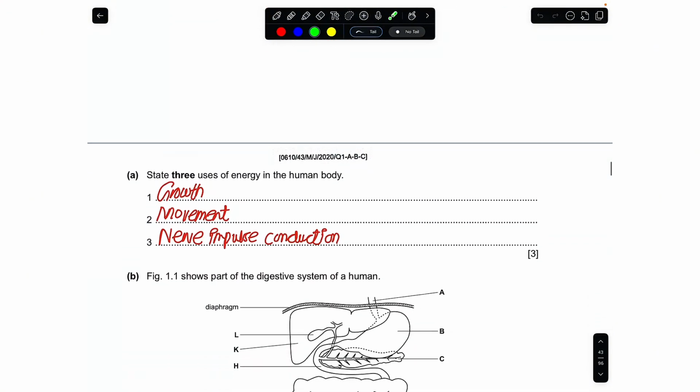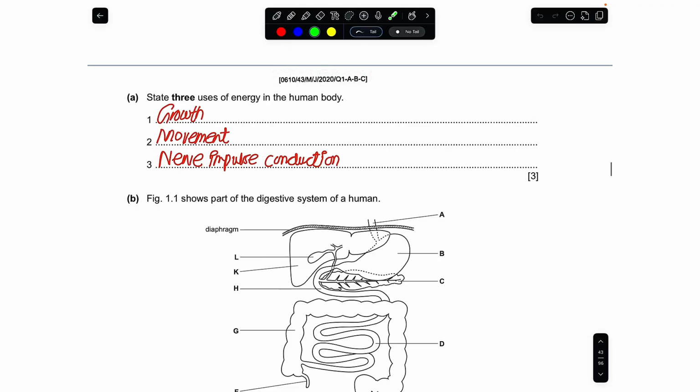Moving onward to this part, and this came in the May June of 2020. The theory paper variant was 4-3. And for your exam, this was question number 1, A, B, and C part.